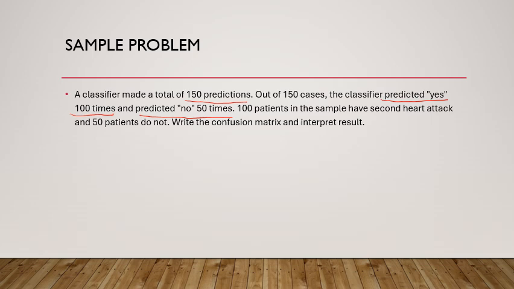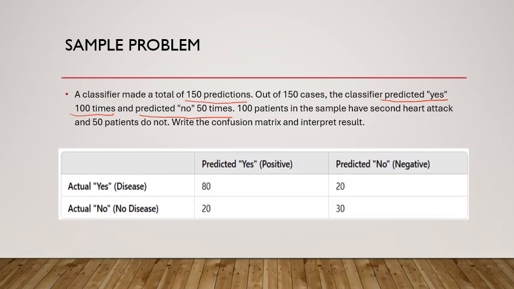Since in our confusion matrix, there are no exact data for yes, positive, or no, negative, let's just assume the given values for the meantime. So the total predictions is 150. So we have N here as 150. And then the predicted yes is 100. It means that when you add the TP and the FP, it is equivalent to 100.